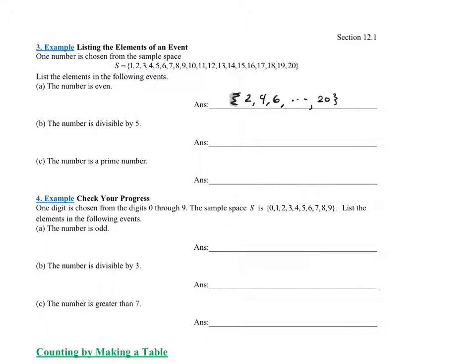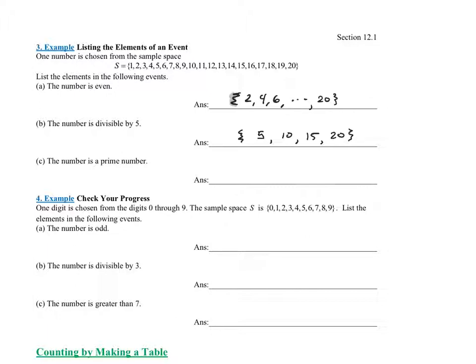Which of these numbers in this set are divisible by 5? The event would be, what's the probability of picking a number that's divisible by 5? Well, what numbers are divisible by 5? They're the numbers 5, 10, 15, and 20. Any number that's divisible by 5 that results in a whole number.